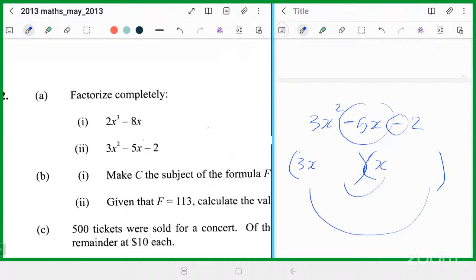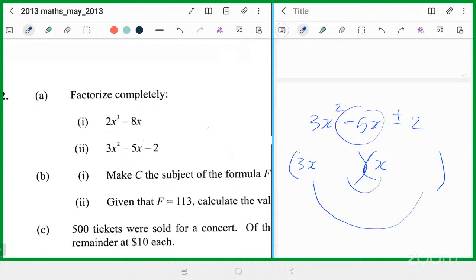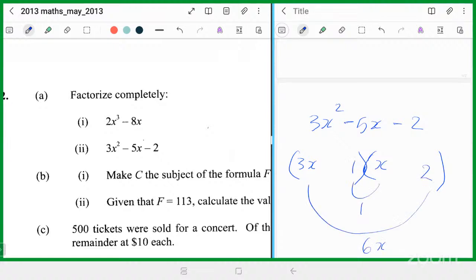The difference. If this sign was a plus, then I would need the sum of the far product and near product to give the middle term. Because it is a minus, I know that I need the difference. So if I put the 2 here and the 1 here, the far product is going to be 6x and the near product is going to be 1x. The difference between 6x and 1x is 5x. So I already know that those values are in the right place.